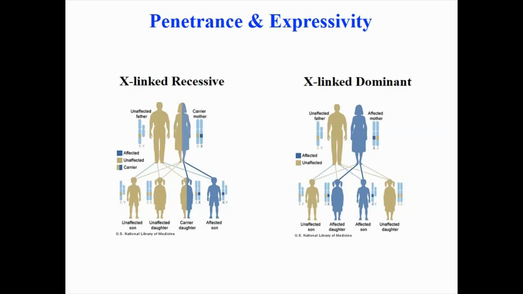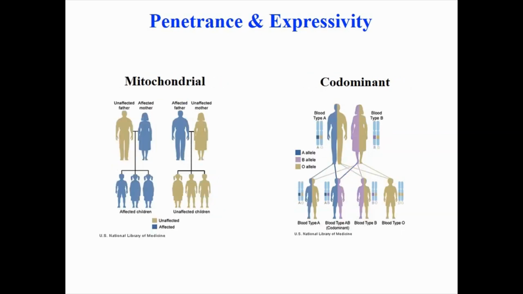Moms, they carry the mutation and they do have symptoms, but they're usually different than the ones that their children have. So remember, here the mom was unaffected, in this one the mom is affected, and because she's affected, if she passes the disease, 50% of their offspring will be affected, and it could be a male or a female, because mom always gives an X chromosome.